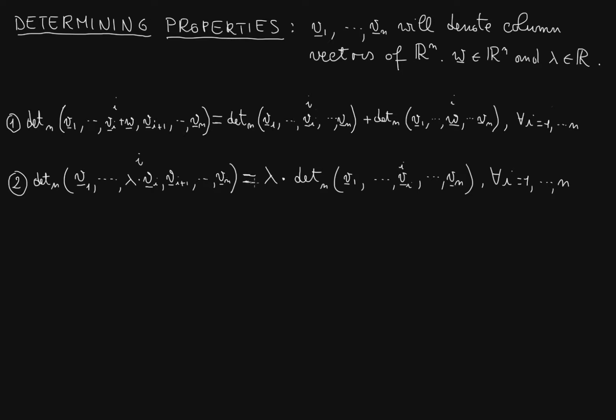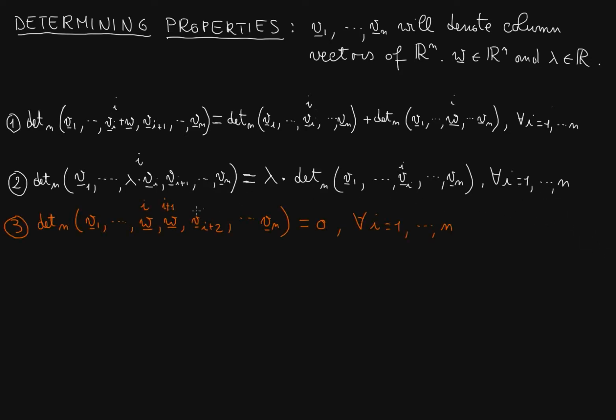As you notice here, on the right hand side of the equality, we have first a lambda and then the determinant of what remains inside of all the arguments, which is v1 through vi minus 1, then the ith column vector, what remains is just vi, and so on through vn. So lambda, the scalar, just passes through all the arguments and goes in front of the determinant. And once again, this property has to hold for every i.